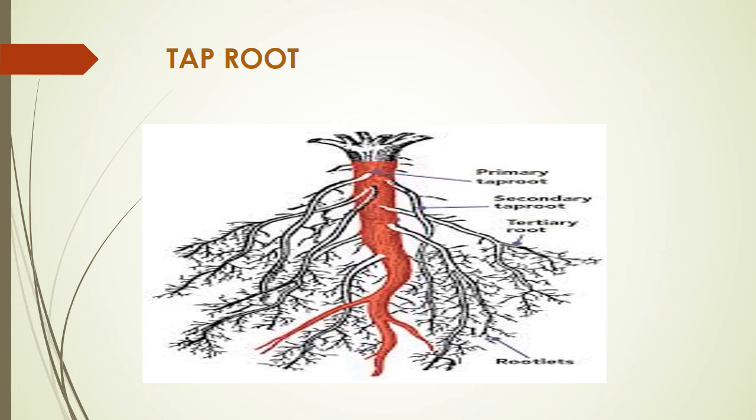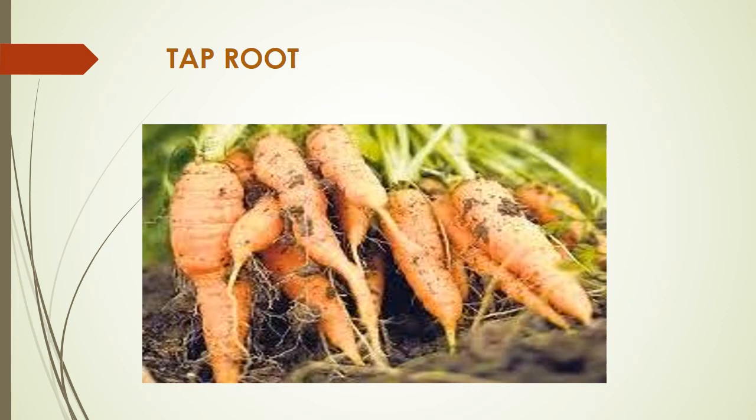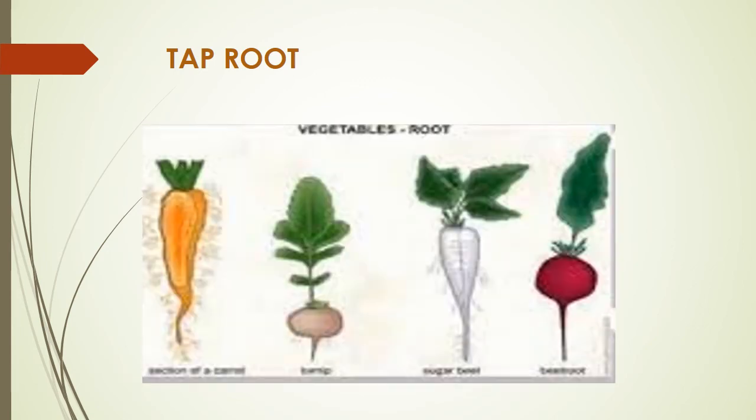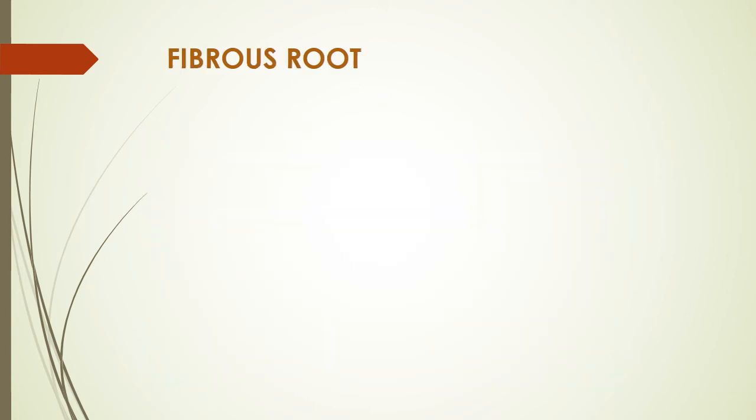Examples of these taproots are carrots. Carrots are the example of taproot. Same we have the other examples: beetroot, radish. These are the examples of taproot. Okay, so our next root is fibrous root.